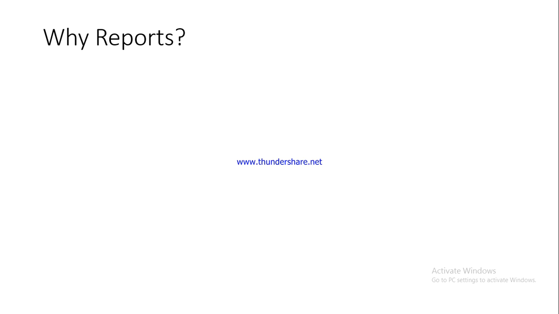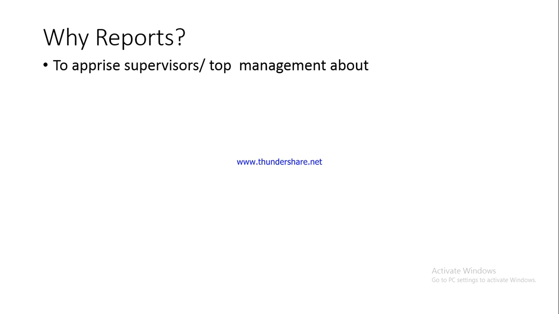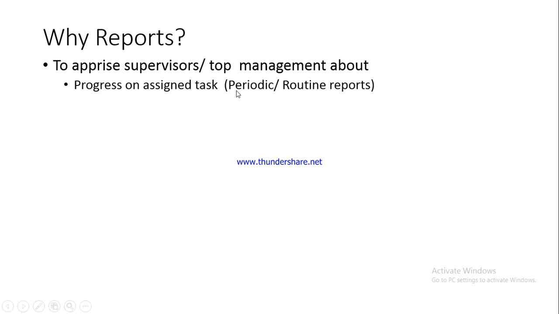So in reports, generally what happens is people at the lower or the middle management level, they apprise their supervisors. Apprise means inform their supervisors, tell their supervisors or their seniors in the top management about the various tasks that they've been assigned, right? So for example, it could be the progress on an assigned task. Now what do we mean by progress on an assigned task?